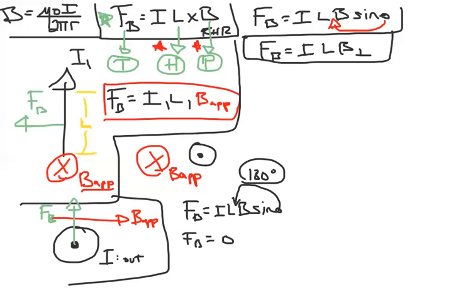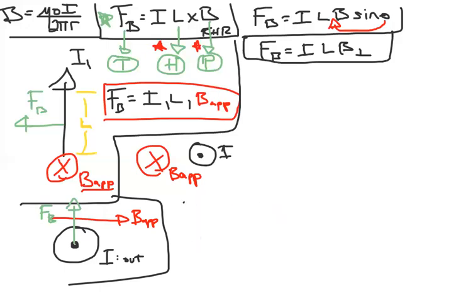They're not perpendicular. So you already know if things aren't perpendicular, there can't be an FB. So if B applied is to the right and current's to the right, there's no FB because those two weren't perpendicular. You already know that answer. You don't have to go and find the angle. Because if they're in the same direction or opposite direction, if I and B are in the same line, there can't be FB. And that's really the point of that, all right?